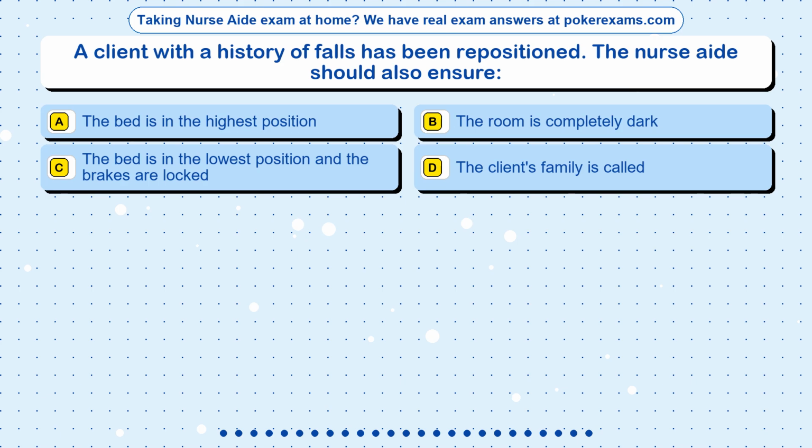Question 7. A client with a history of falls has been repositioned. The nurse aide should also ensure: Option A, the bed is in the highest position. Option B, the room is completely dark. Option C, the bed is in the lowest position and the brakes are locked. Option D, the client's family is called.